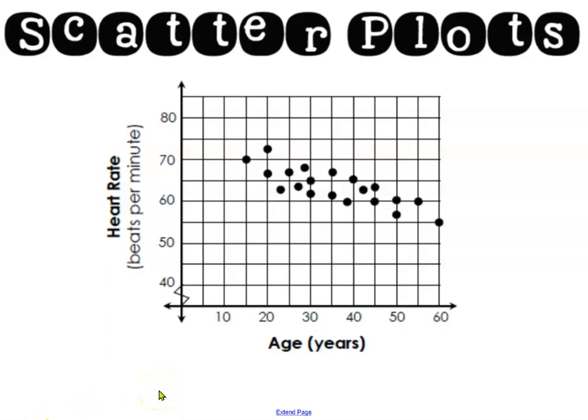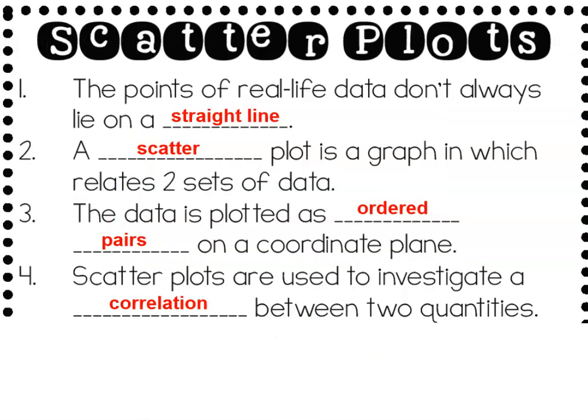In this tutorial, you'll learn about scatter plots. Pictured here in the center is an example of what a scatter plot looks like. It's a bunch of points scattered around a coordinate grid. Now sometimes when you scatter these plots, they make a pattern. And that's what we're going to talk about today.